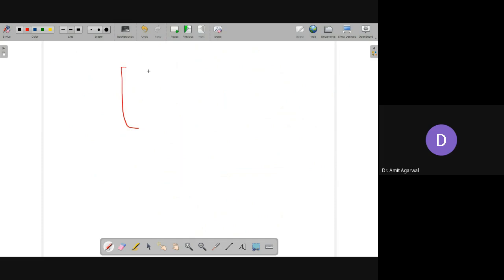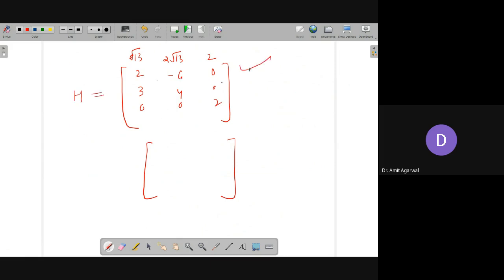Just do it first. The matrix is, what was the matrix? Can you tell me? 2, 3, 0; minus 6, 4, 0; 0, 0, 2. And the root norms are 2 root 13, root 13 and 2. So what did I tell you? If the matrix is orthogonal, and we have checked it is orthogonal, whatever are the norms of each column, we first organize it in this way.